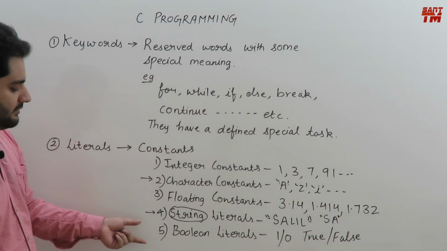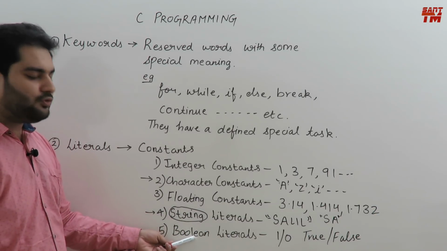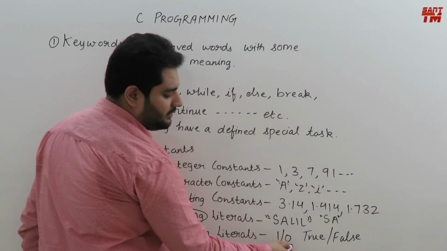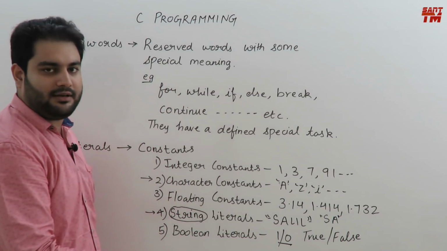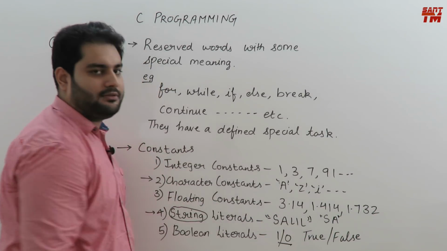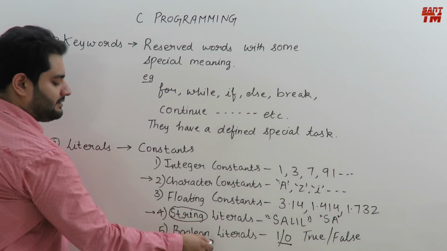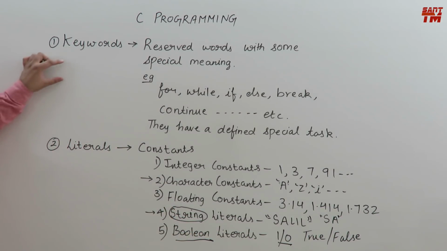Then the 5th category is Boolean literals. Boolean means two valued. Two valued means either 1 or 0. You know that machines work on 1 and 0 only. 1 simply means true and 0 means false. So you can remember them as true, false value or 1, 0 value, anything. Boolean means two valued. So keywords and literals we have seen. These are 2 types of tokens. The remaining 3 types of tokens, operators, punctuators and identifiers, we will see in the next video.